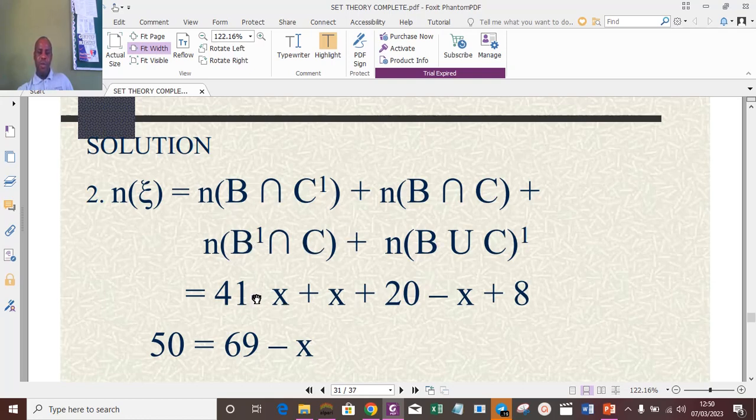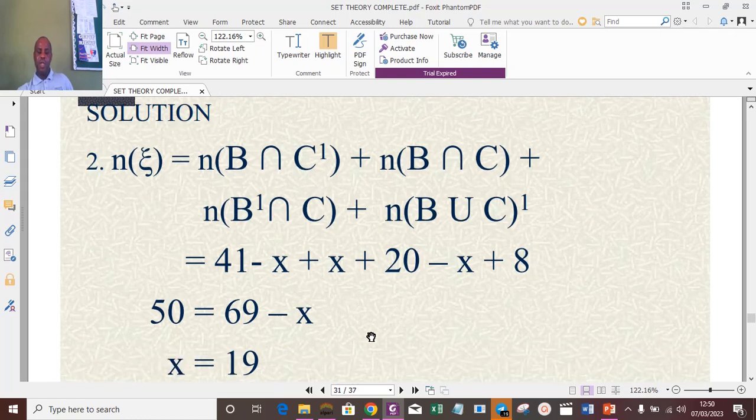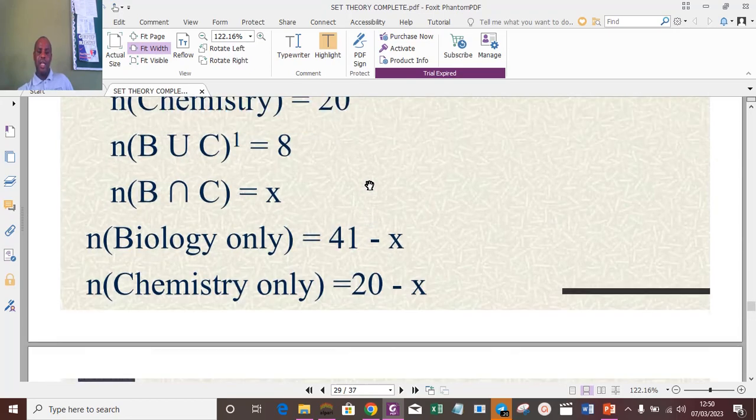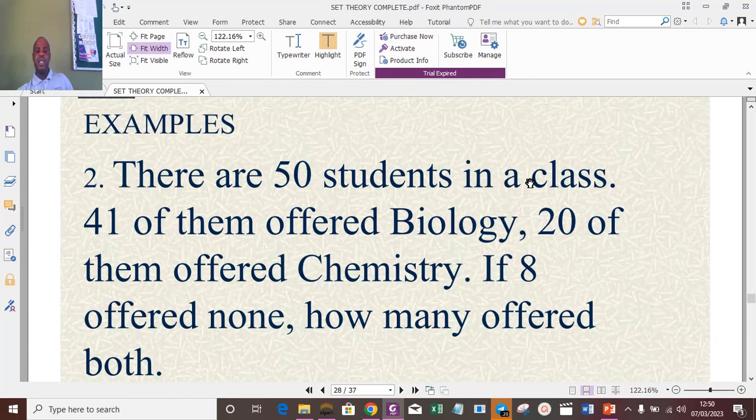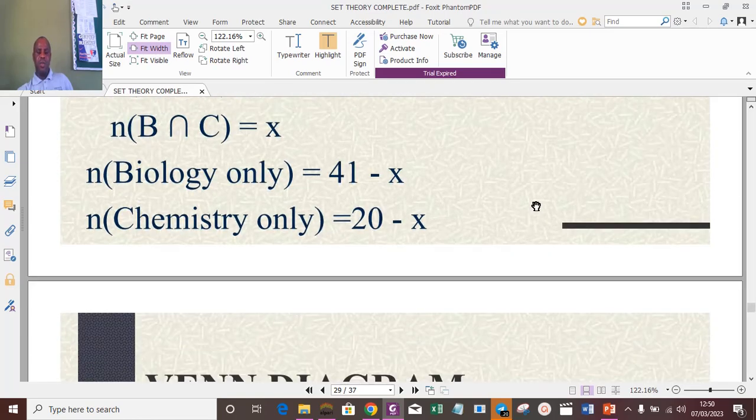So those offering biology only, 41 minus S. Those offering both subjects, S. Then those offering chemistry only, 20 minus S. Those offering none of the subjects, 8. So if you do the arithmetic, 41 plus 20, that is 61. 61 plus 8, that is 69. This one here is the universal set. Our universal set, according to the question here, we see it is 50. And how do you get 50? There are 50 students in a class. You get it? Okay, now let's move on.